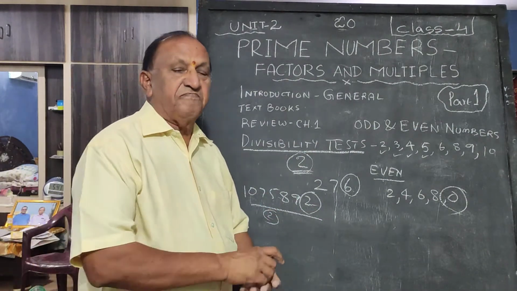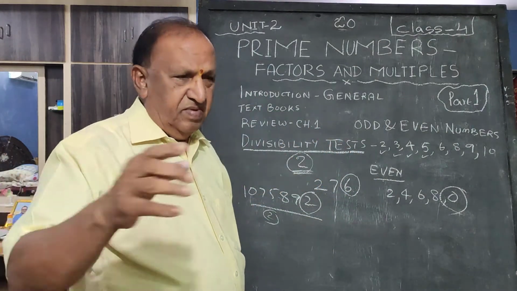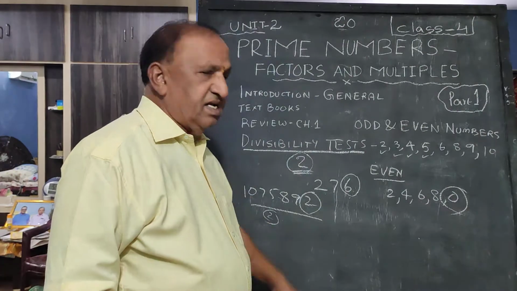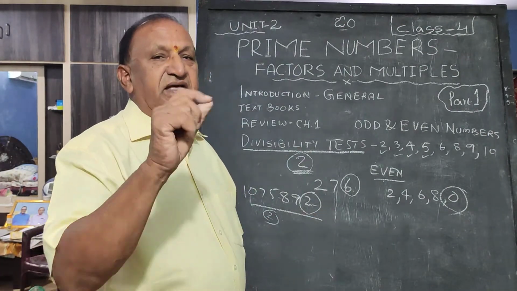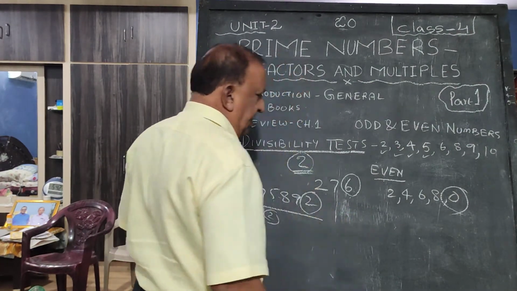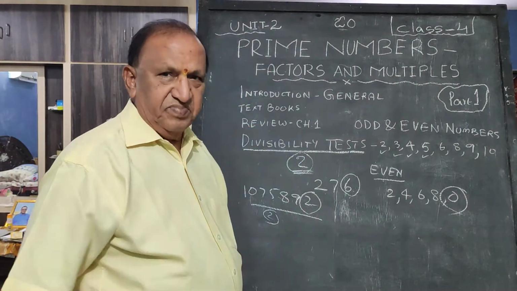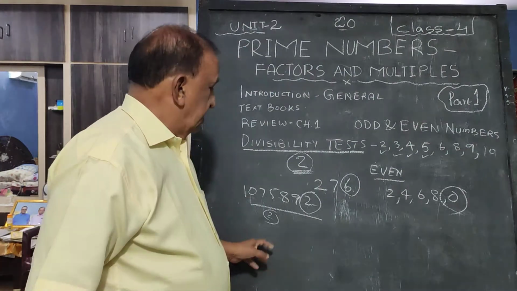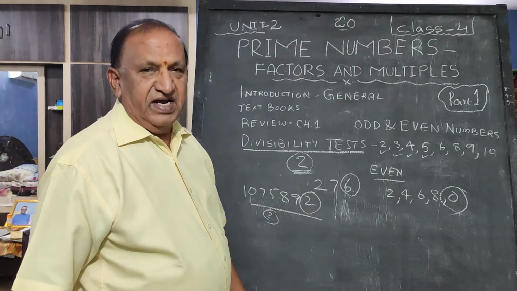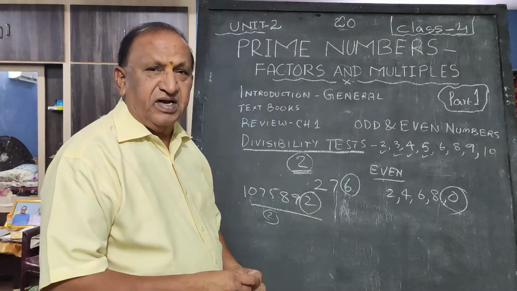So the rule is: a number is divisible by 2 if the digit in the units place is an even number. A number is divisible by 2 if the digit in the units place is an even number. That is the rule to find out whether a given number is divisible by 2 or not. I hope you understand this, right?